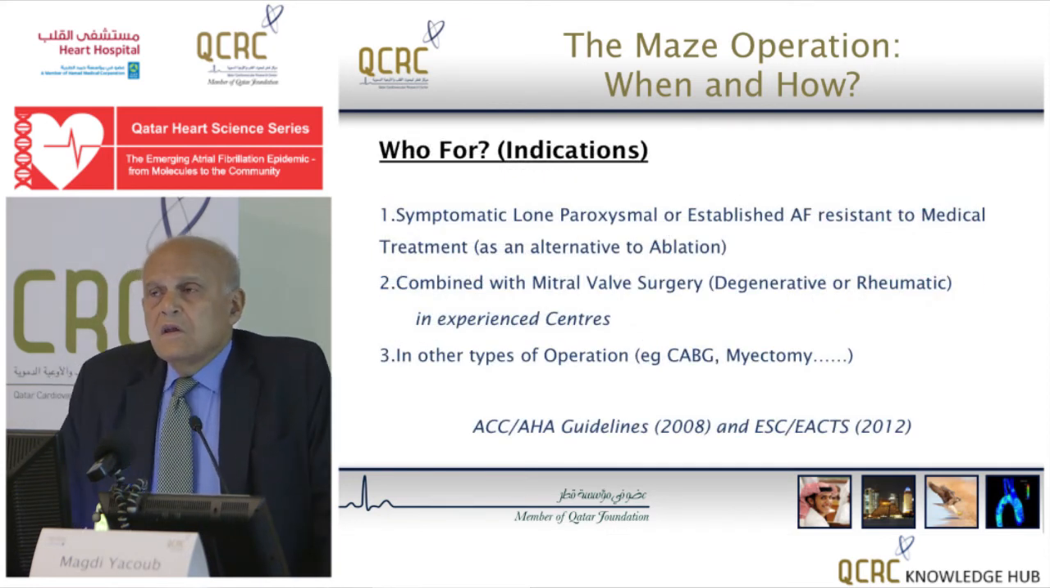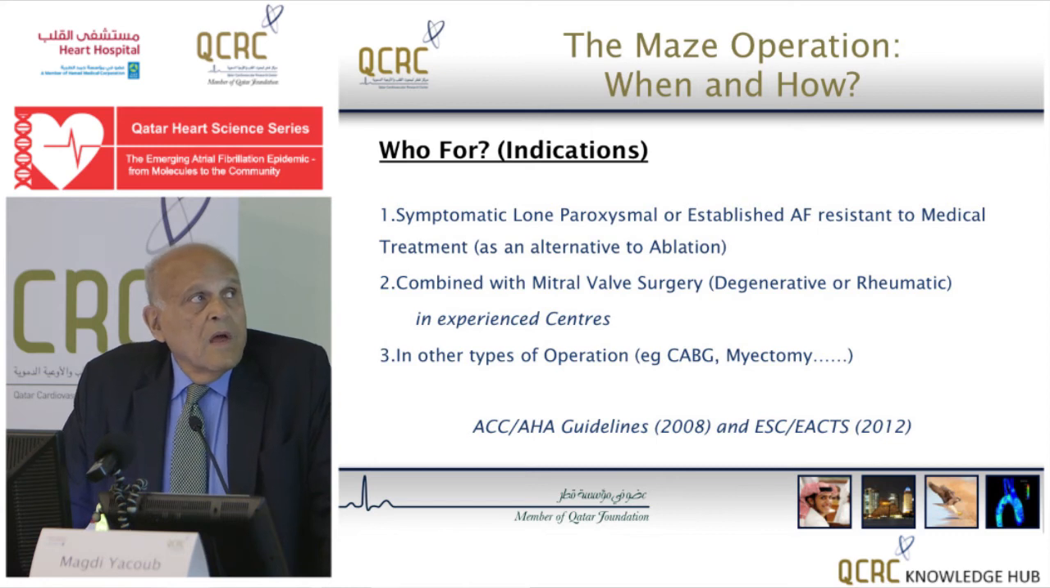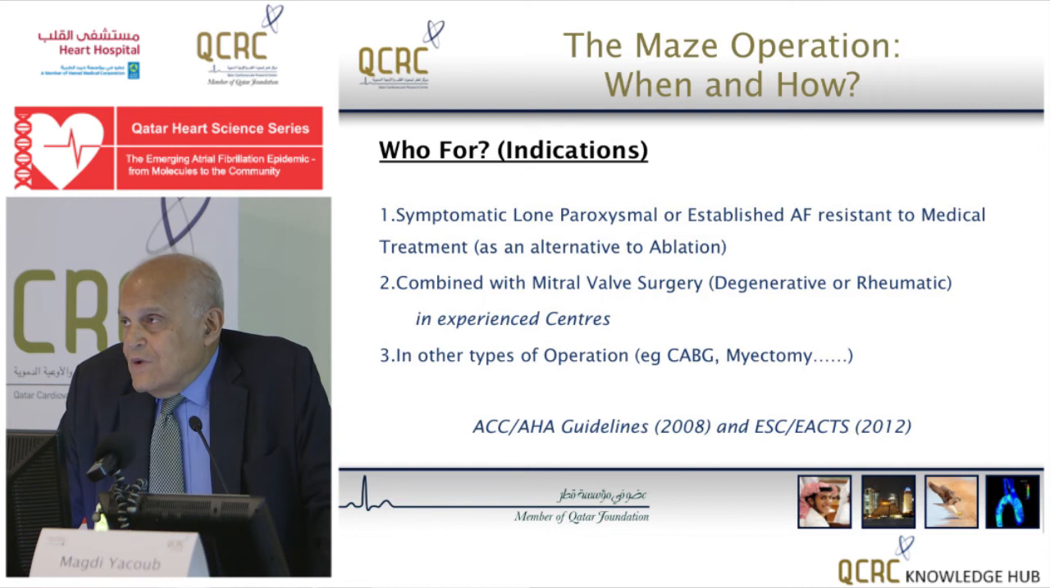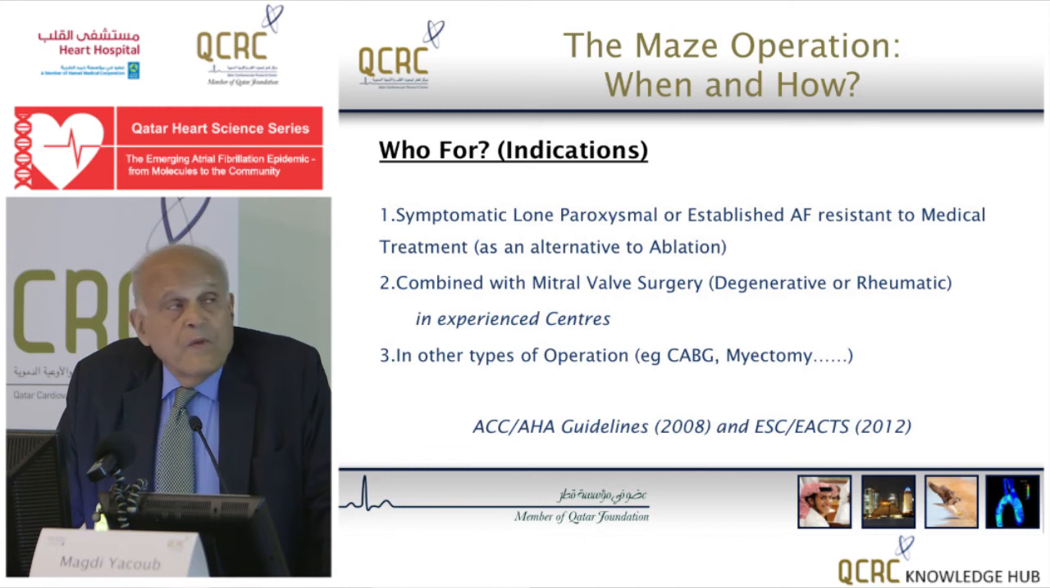So what are the indications for the maze operation? It should be symptomatic, lone paroxysmal or established atrial fibrillation, which is resistant to medical treatment, as an alternative to ablation. And that's why I was asking, how often do you do ablation for your patients with symptomatic atrial fibrillation, either paroxysmal or established.